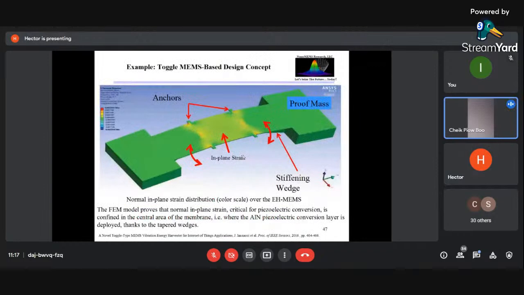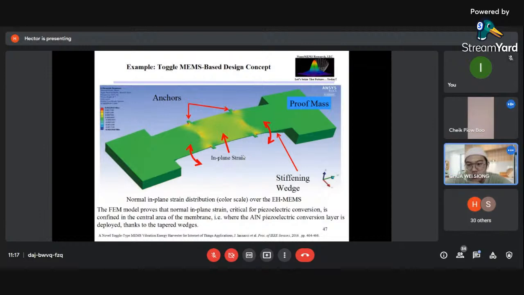The device in question is shown in this figure. Hello, doctor. Yes. Sorry for the interruption. Audience, can you please turn off your mic? Okay.